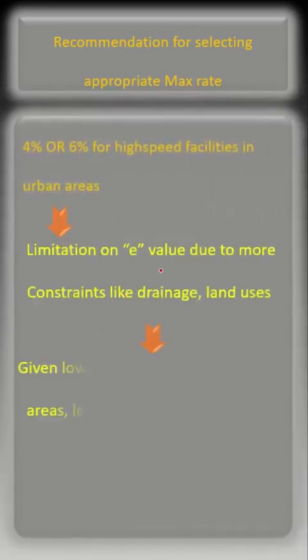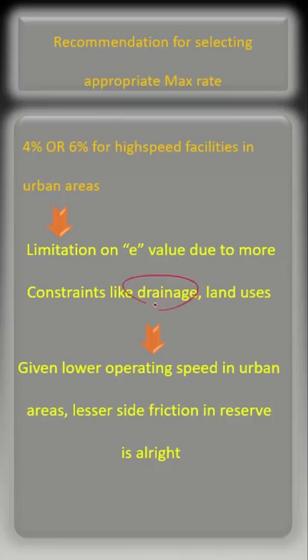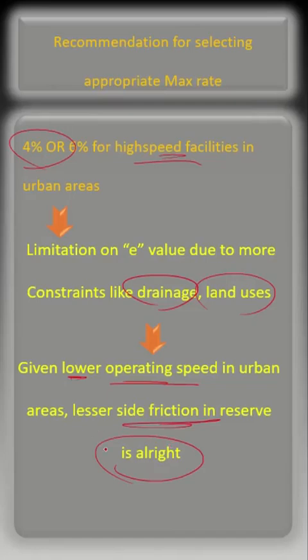In urban areas where we're dealing with more constraints like drainage and adjacent land use, 4 or 6% is an appropriate maximum rate for high-speed urban facilities. These rates, as we discussed, reserve less proportion of side friction, but since due to roadside development and also congestion, drivers operate at lower speed compared to rural areas, this narrower margin of safety is still acceptable in urban areas.